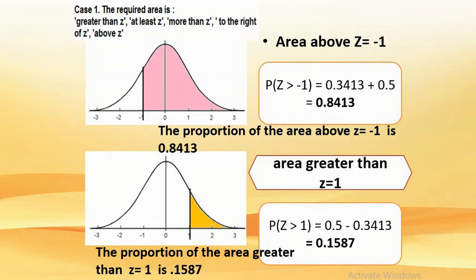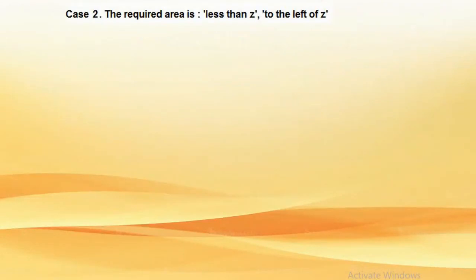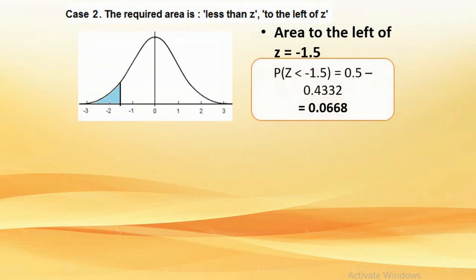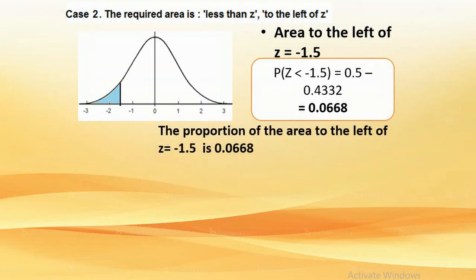Case 2. The required area is less than Z, to the left of Z. Area to the left of Z = -1.5. So this is the graph. P(Z < -1.5) is equal to 0.5 minus 0.4332. That would be 0.0668. The proportion of the area to the left of Z = -1.5 is 0.0668.